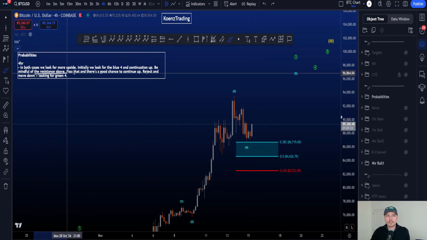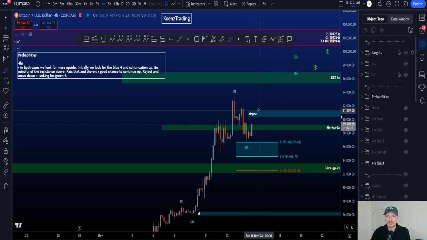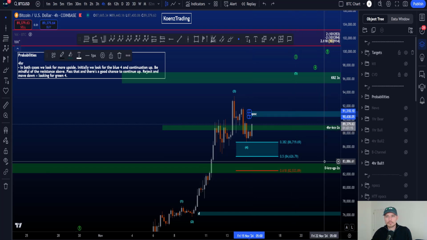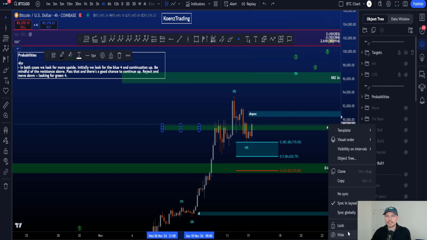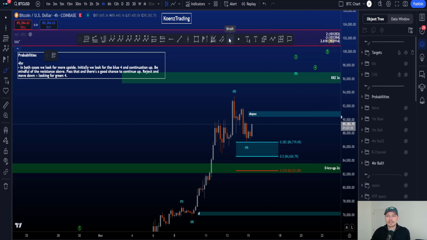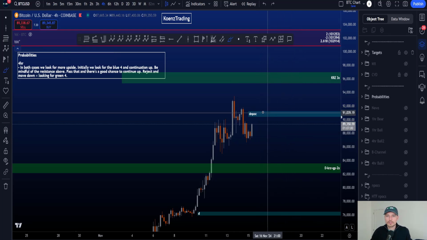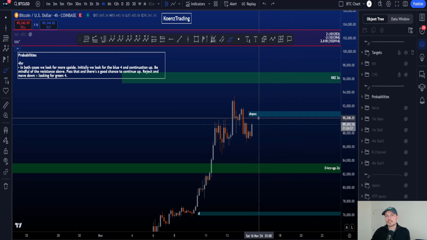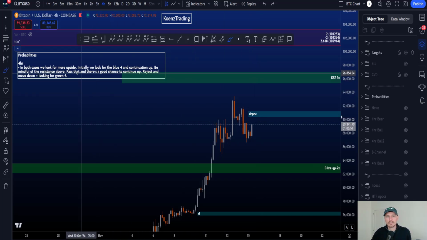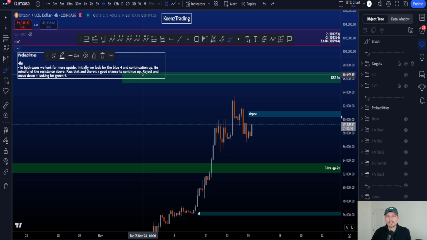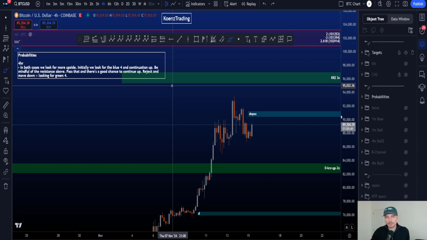Be mindful of the resistance that we have towards the upside, which for me is mainly this area of resistance here, as mentioned in the video, between 90.4K and 91.3K. That is pretty much the area that for me determines the more bullish scenario, where blue 4 is in and you continue towards the upside, or the bearish scenario where you reject and you then get a retracement to the downside. So this is definitely an area of interest and an area to observe the reaction, right? Past that and there's a good chance to continue towards the upside. Reject and a move down equals looking for the green wave 4.